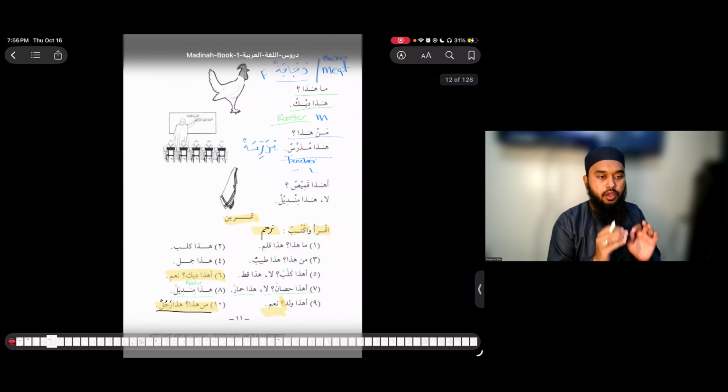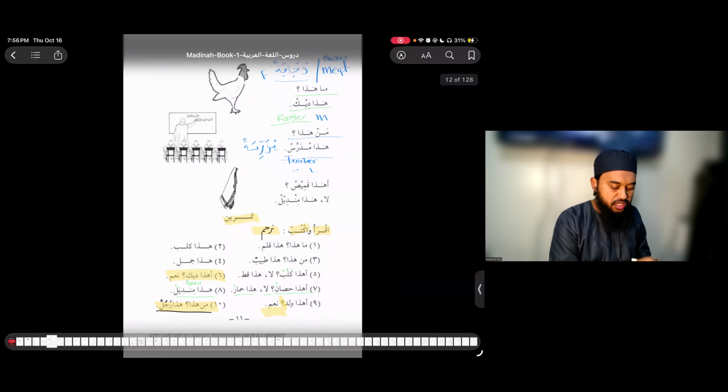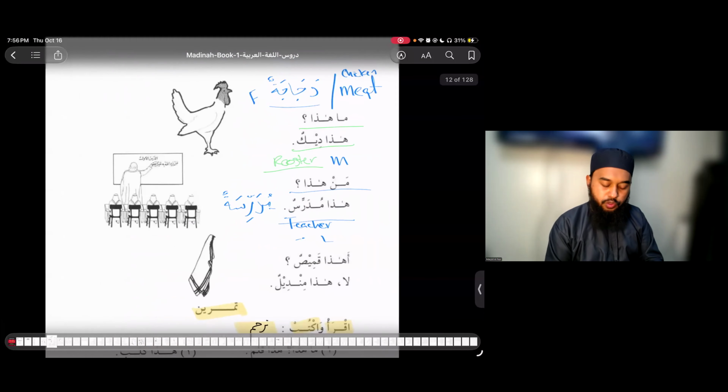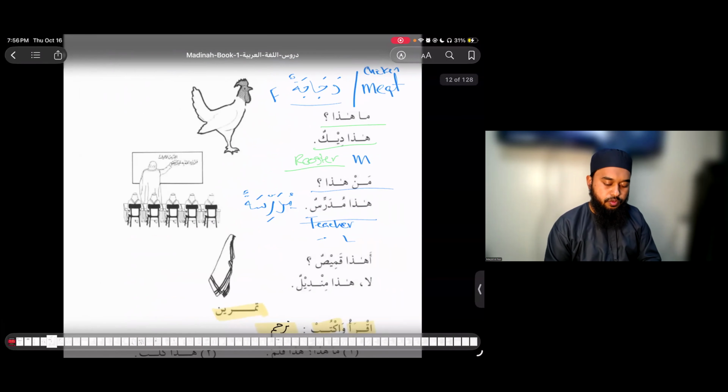and ahada. What is this and is this? Ma hada and ahada and man hada. Who is this? What is this and is this? Let's go through this quickly. Ma hada. What is this? We see a picture of a rooster. Translation is hada dikun. Dik was, and I explained this in the past as well.